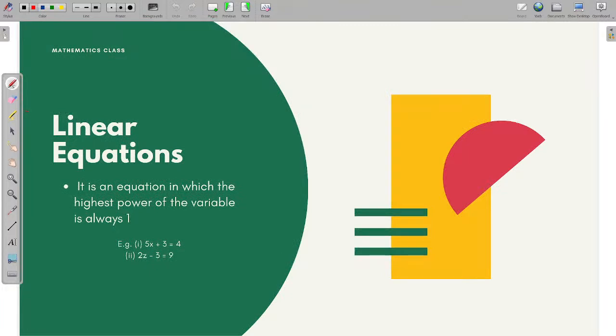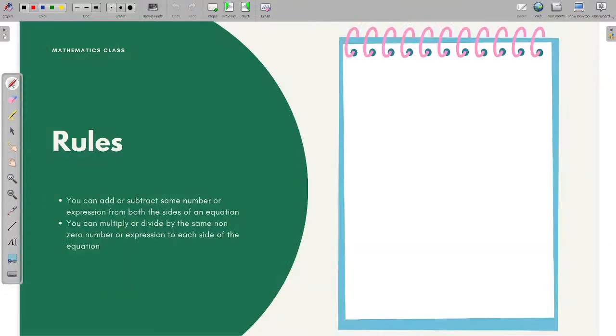Linear equations. What are linear equations? Linear equations are equations in which the highest power of the variable is always 1. That means equations like 5x plus 3 equals 4, right? In this equation, what is the highest power of the variable? It is 1. Got it? If we talk about the other equation, that is 2z minus 3 equals 9, it is also a linear equation, right? Fine. Then rules.